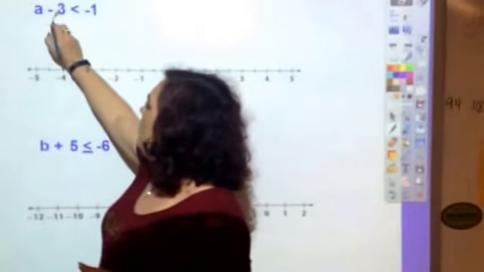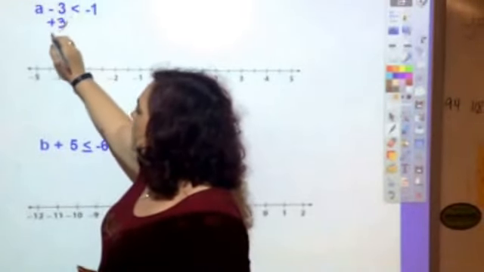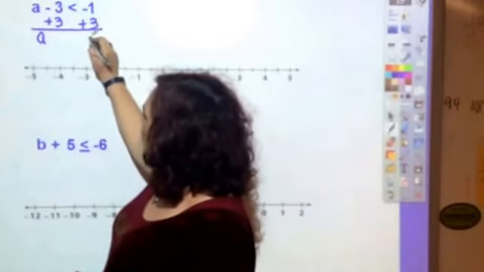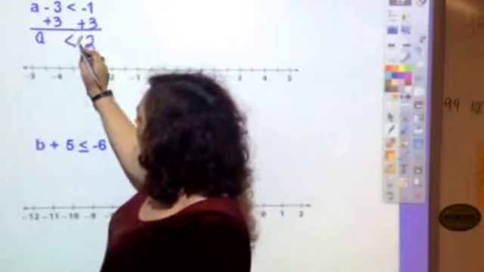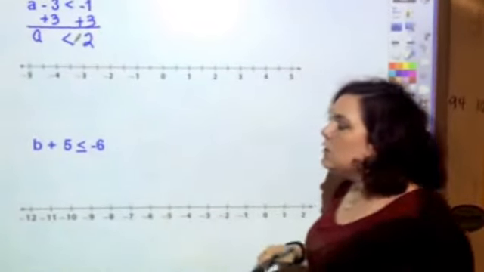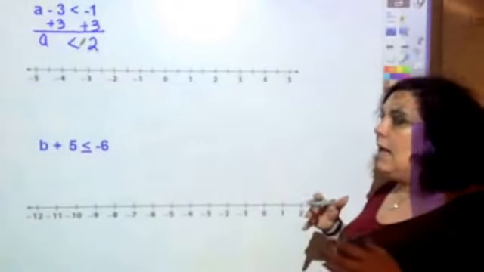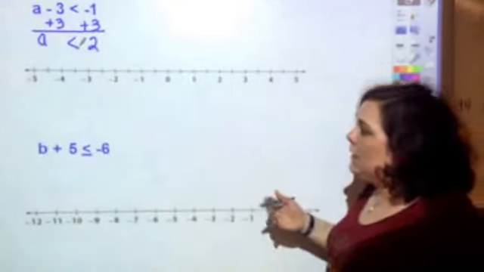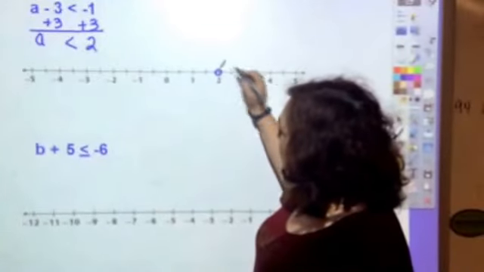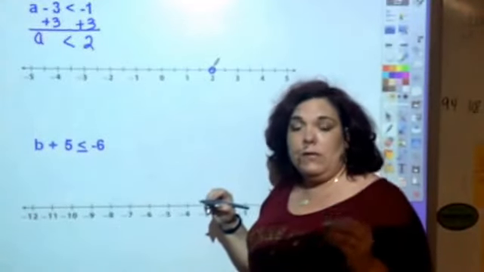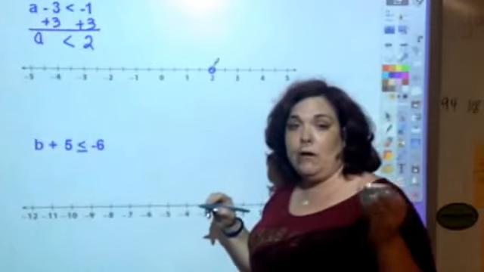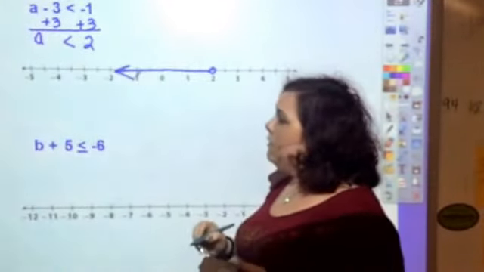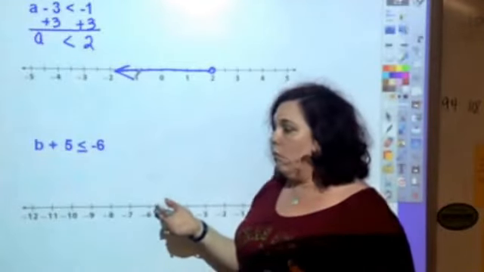So I'm going to add 3 to this side to get rid of this 3 and get a by itself. And I'm going to add 3 to this side. And so I'm going to get 2. And I've got to keep my inequality sign. So this is saying that a number is less than 2. So it doesn't include 2. If you have to, think of numbers that are less than 2. Well, 1's less than 2, 0, -1. So my line would go this way, and that's how I would graph that inequality.